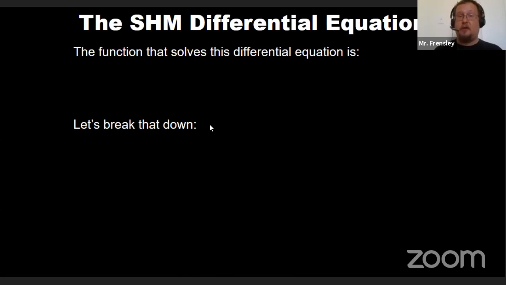So what function solves this differential equation? Well, this one, of course: x equals A, which is called the amplitude, sine or cosine, doesn't matter which one you choose, they both work, of omega t plus phi. So what are these things that I'm looking at?